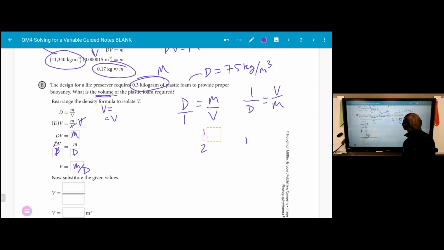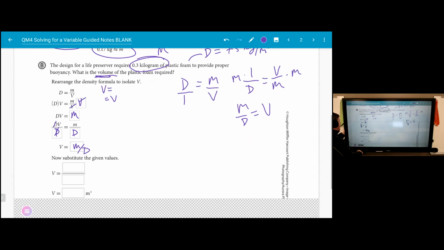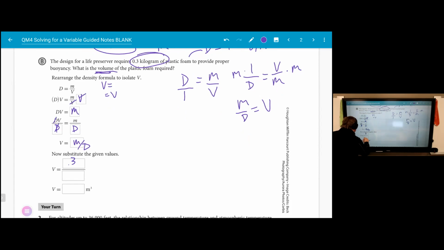And here, what's the only thing happening to V? Well, it's being divided by M. Inverse operation, multiply by M. And what do you know? M divided by D still equals V. Ta-da! Let's go with our given values. We've got mass on the top. Our mass was 0.3 of a kilogram. Our density is on the bottom, which is 75 kilograms per cubic meter.